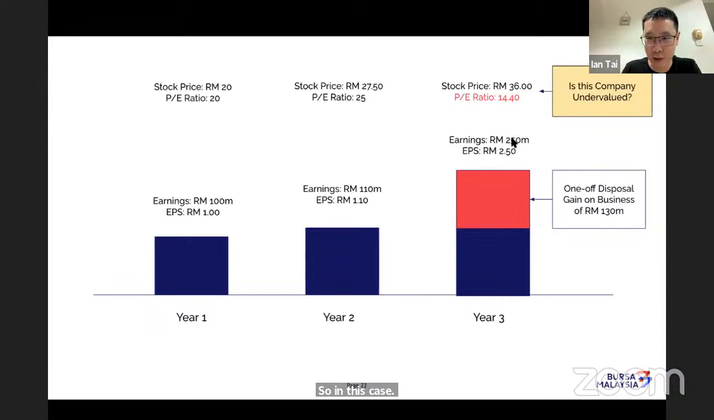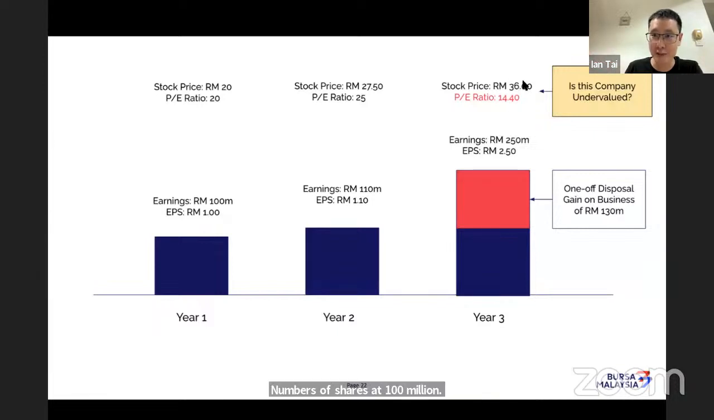Investors should take this 250 million and minus off this one-off disposal gain. So the core profit that you should be getting is about 120 million. If the company continues to maintain its number of shares at 100 million, your earnings per share should be $1.20.